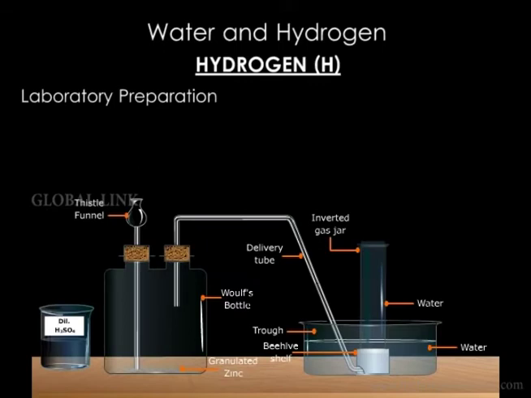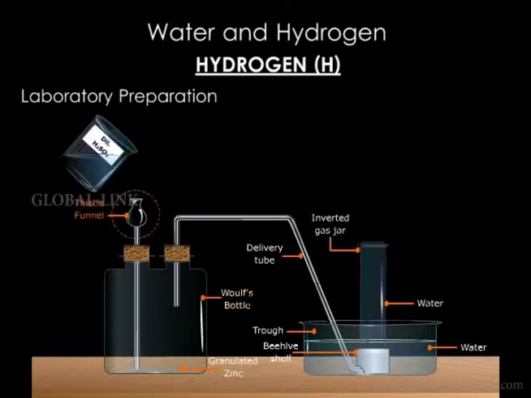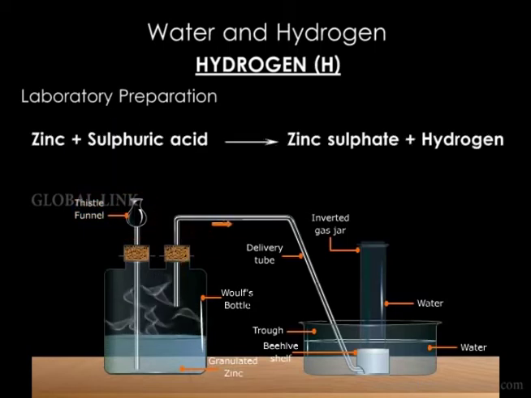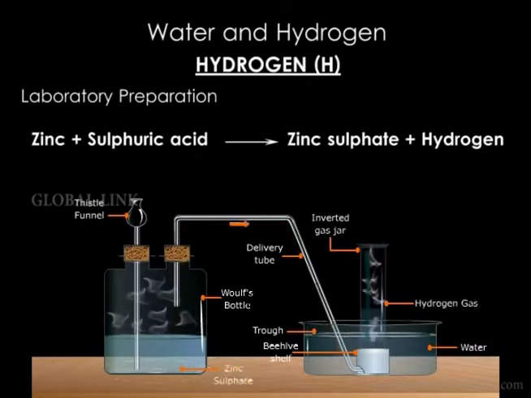Hydrogen gas is prepared in the laboratory by reaction of zinc granules and dilute hydrochloric acid or sulfuric acid. The apparatus setup is as shown here. The zinc granules are taken into a Woulfe's bottle. Dilute sulfuric acid is added to the granules through the thistle funnel. A reaction takes place and hydrogen gas is liberated. The gas is collected in the jar by downward displacement of water.